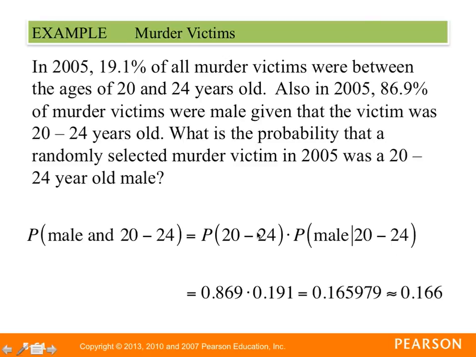So the male given 20 to 24 is going to be the 0.869, and the probability of choosing someone who's 20 to 24 is the 0.191. These two are kind of flip-flopped. It's multiplication, so it doesn't matter. And you get 0.1659, or about 16.6%. So the probability that a randomly selected murder victim in 2005 was a 20 to 24-year-old male is going to be about 16.6%.